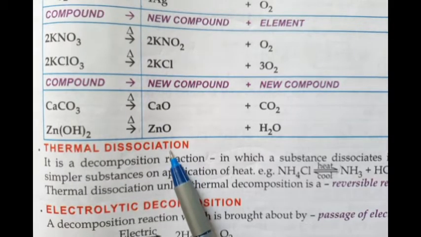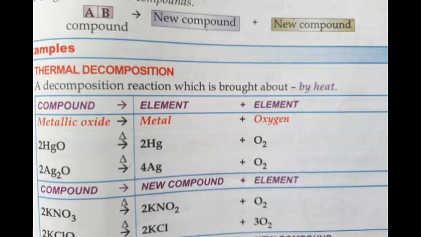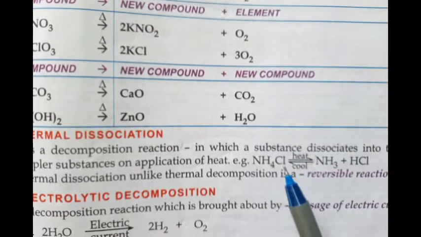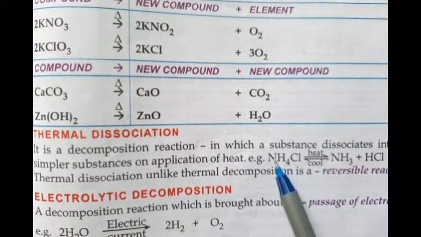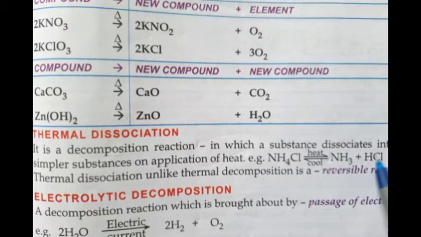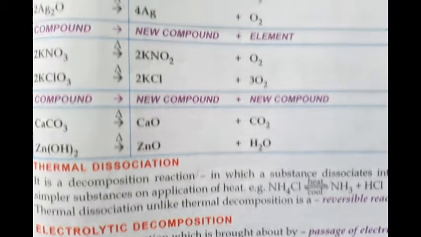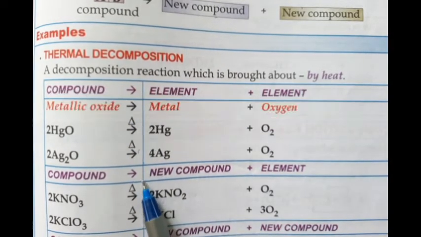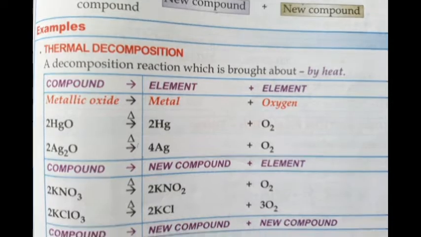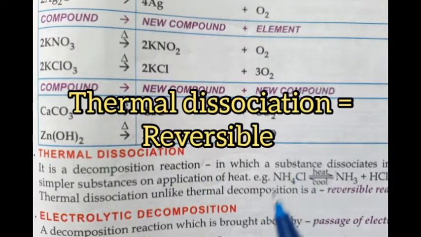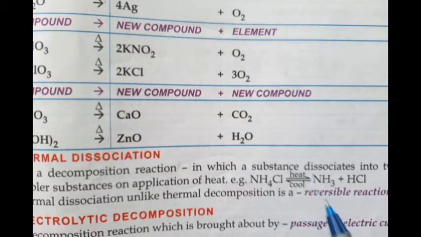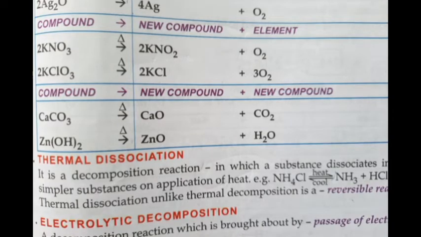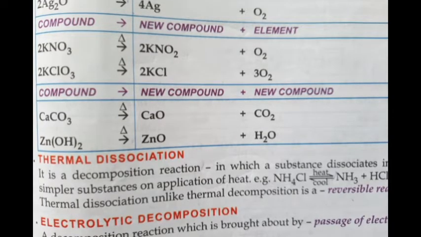Whether it's thermal dissociation or thermal decomposition, one single compound will break down to give you two elements, a compound and an element, or two compounds. Similarly, in thermal dissociation also, one compound will dissociate on heating. But the difference is, thermal decomposition reaction is irreversible. A single arrow means irreversible. Whereas thermal dissociation is reversible, because the double arrow means reversible. That is the difference.